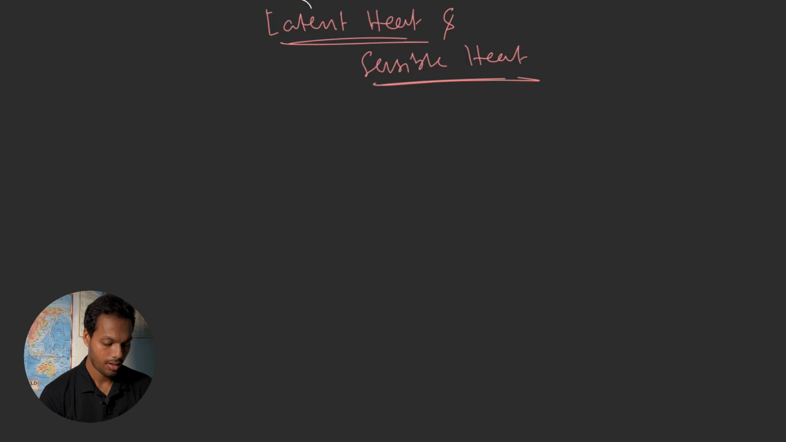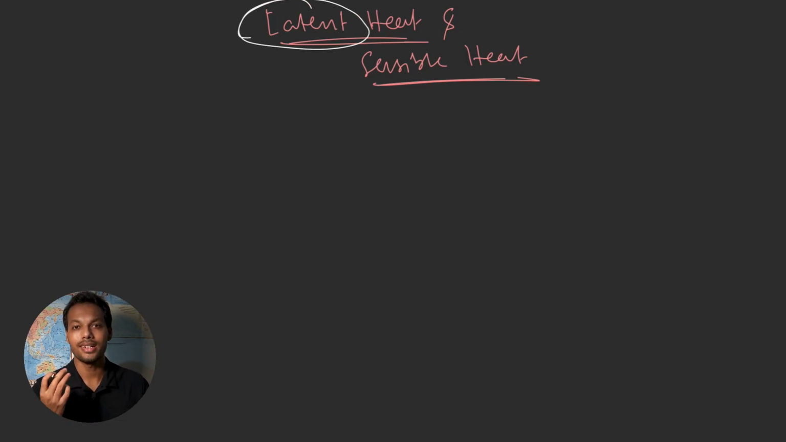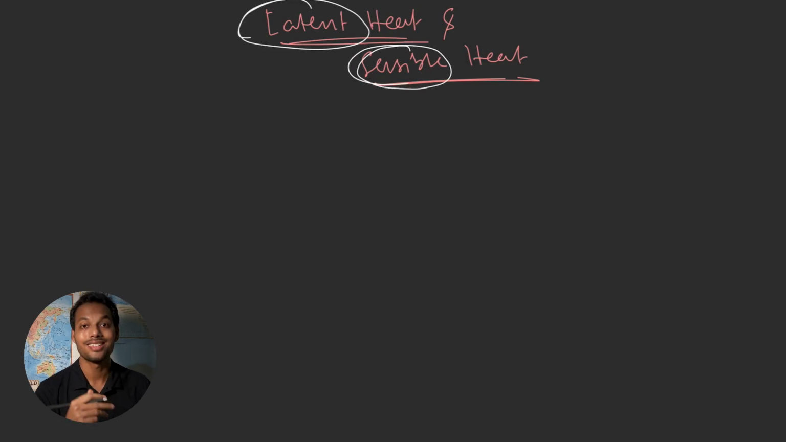So let's discuss latent heat and sensible heat. From the terms you can easily guess, latent means hidden. Latent heat means hidden heat or hidden energy. Sensible heat means we can sense it, we can measure it. It changes with the increase in energy, the temperature changes. So heat is expressed in terms of temperature.